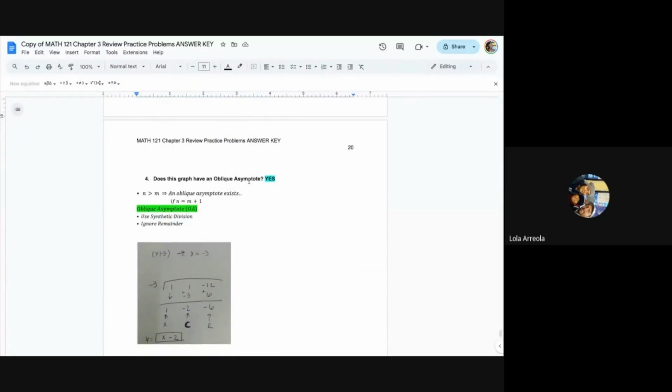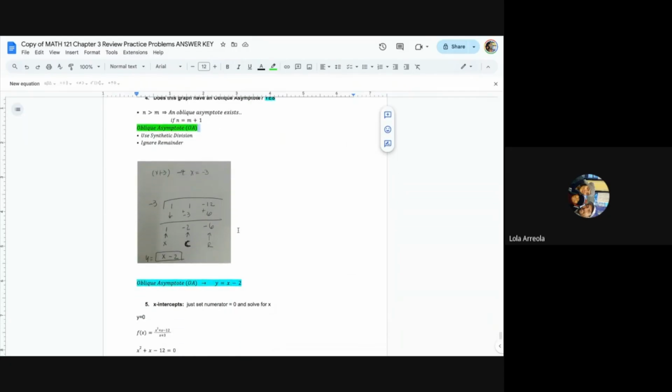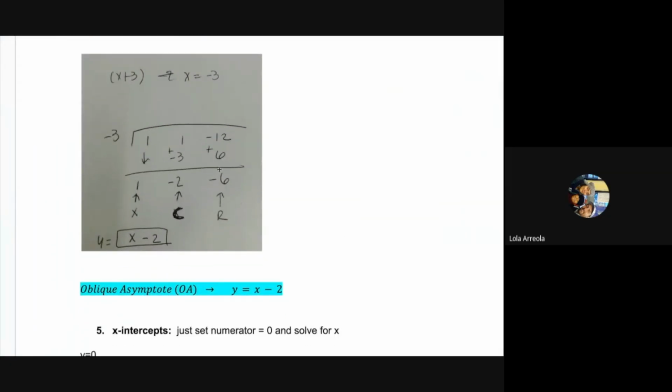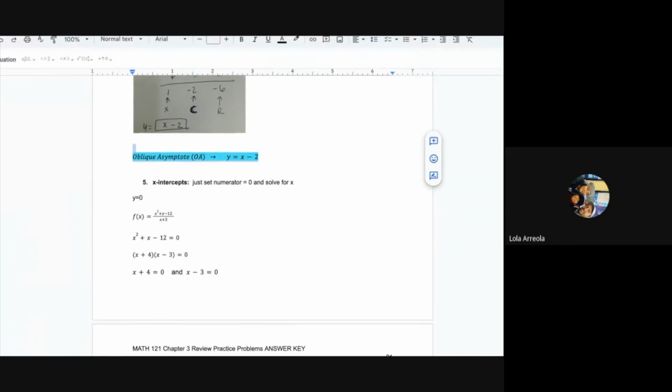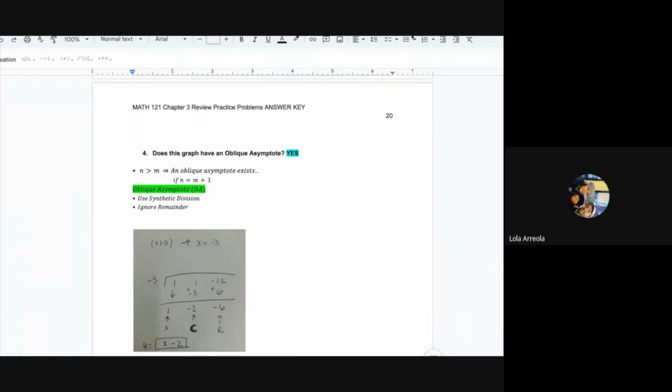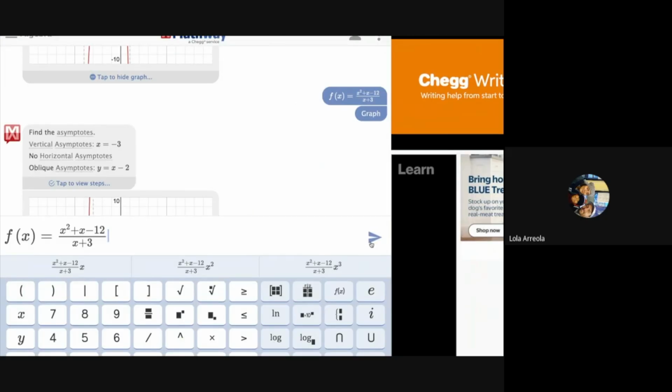So oblique asymptotes happen when we don't have horizontal asymptotes. They happen when n is bigger than m. In order to solve for the oblique asymptote, we have to use either synthetic or long division. So look, I used synthetic division here. This number is my remainder. We ignore the remainder and we focus on these variables right here. This is the coefficient of my x. This is my c, my constant, minus 2. So y is equal to x minus 2. This is the equation of my oblique asymptote. All right, so notice on the graph.